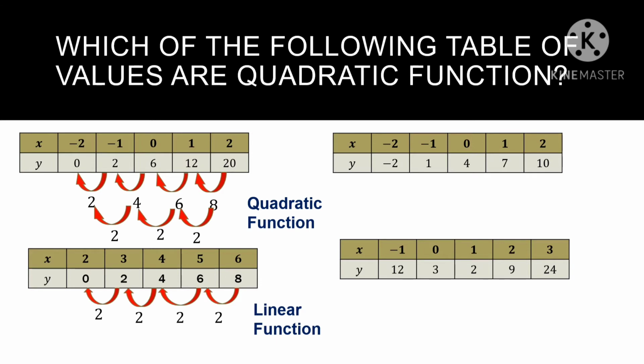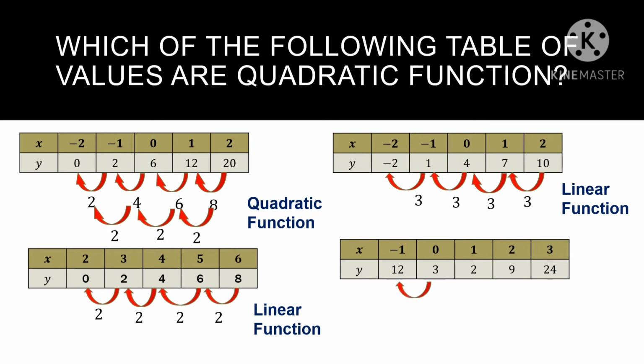So, how about the third table of values? 1 minus negative 2 is 3. 4 minus 1 is 3. 7 minus 4 is 3. 10 minus 7 is 3 also. So, same thing as the second table of values. First differences are equal. So, therefore, this is not a quadratic function. This is a linear function.